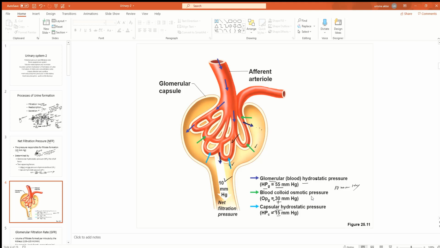Now if any of these two pressures or both of them go up, for example, this one goes up to 35, this one goes up to 20, then what will happen? You see, these two together will be 55. Same pressure that is trying to cause filtration. So the filtration will not occur. Filtration will be stopped. Okay. So that can also happen in kidney diseases.